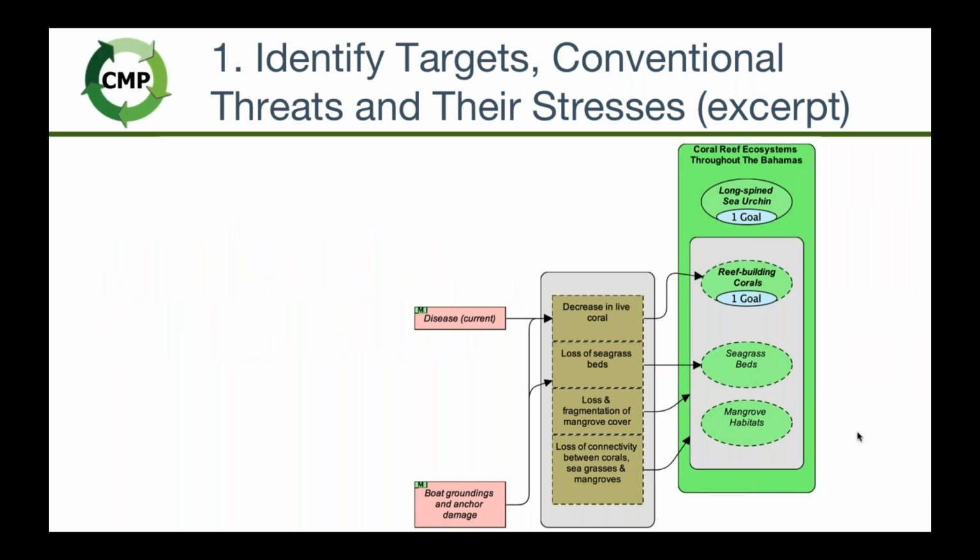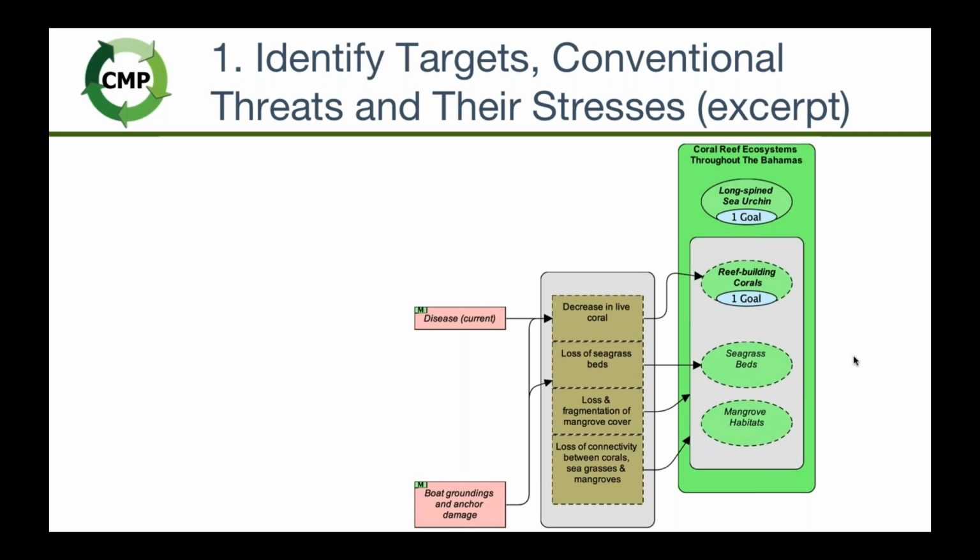They did define them. But just so you guys can see the left side of the conceptual model. In looking at their direct threats and how those direct threats are affecting their conservation targets, they included the stresses. So the corals, the seagrass beds, and the mangrove habitats are affected by a bunch of stresses: decrease in live coral, loss of seagrass beds, loss and fragmentation of mangrove cover, and loss of connectivity between those ecosystems, between the corals, the seagrasses, and the mangroves.